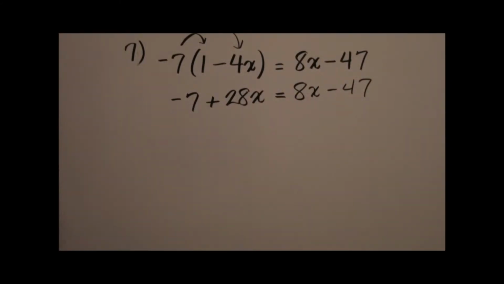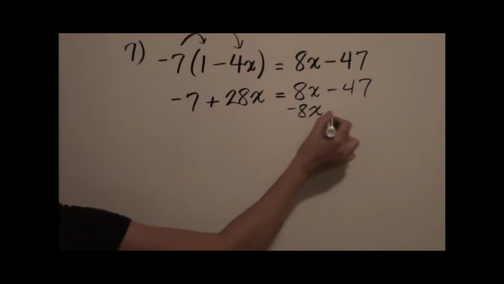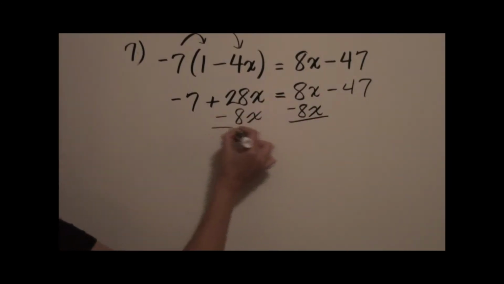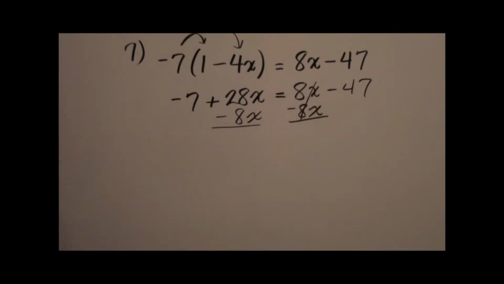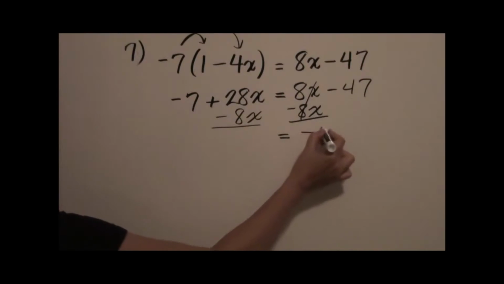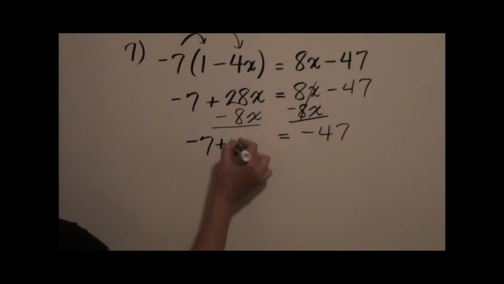Okay, now I can bring variables to the left, constants to the right if I want to do that. So I subtract 8x because I have positive 8x. On the right side, the x terms cancel out, and I'm left with negative 47. On the left side, I haven't done anything with that negative 7, so I bring it down. 28 minus 8 gives me 20, so that's plus 20x.